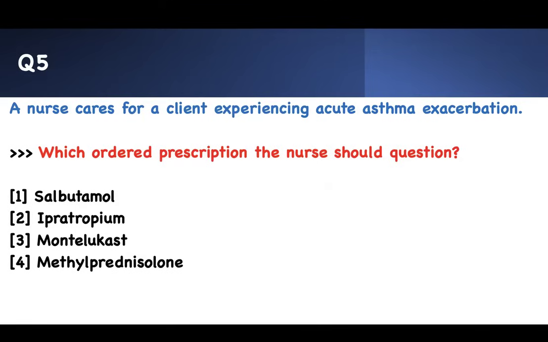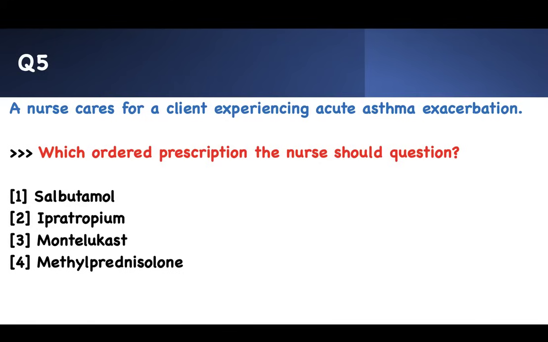Salbutamol, ipratropium, montelukast, methylprednisolone. What do you think? Bring your content. Analyze the question. Go for the buzzword, acute. And the next one, ask yourself the question. What are the medications you need? Acute asthma exacerbation: steroid and bronchodilator, in addition to oxygen.